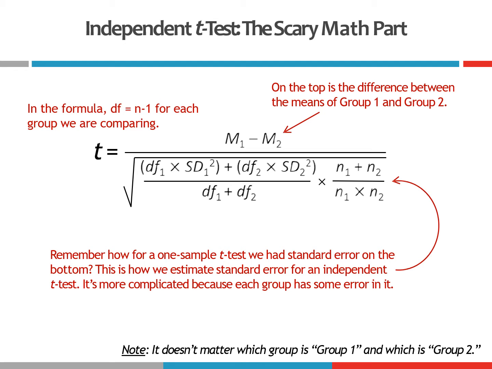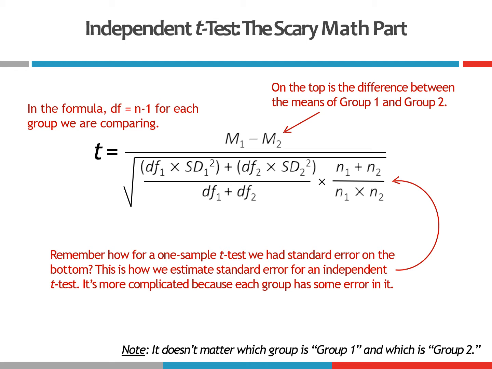Okay, so one other thing to note is it does not matter which group is designated as group 1 and which group is designated as group 2. Okay, it's entirely up to you. If you're looking at gender, you can have group 1 be males and group 2 be females, or vice versa, it's fine. If you're looking at extroverts versus introverts, you can have extroverts be group 1 and introverts be group 2. It doesn't matter. They're entirely interchangeable, right?